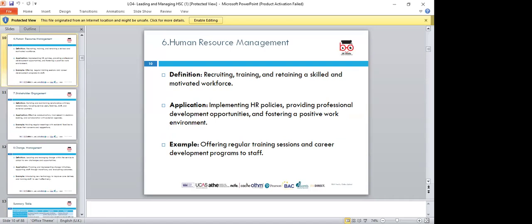Human resource management. The definition includes recruiting, training, and retaining a skilled and motivated workforce. The application will be implementing HR policies, providing professional development opportunities, and fostering a positive work environment. An example would be offering regular training sessions and career development programs to staff. That indeed is a very key thing. In HR management, we need to look at staff development. That is the key of the organization.